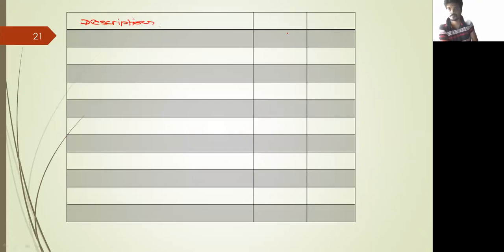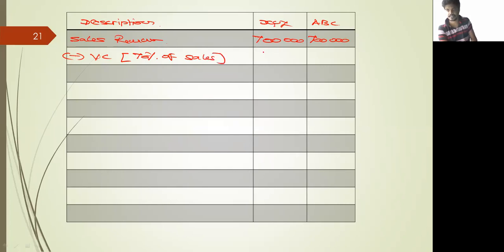Description: XYZ and ABC. Here we can see sales revenue. We are going to calculate first the EBIT. We need EBIT. So we can see sales revenue, we have been given as 700,000. For ABC also it's 700,000. Then we can deduct the variable cost. We identified that 70% of sales, that means here 490,000. Here also 490,000.